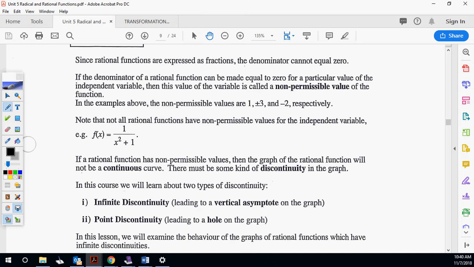Note that not all rational functions have non-permissibles. So just because you have a rational function, don't automatically think there's an asymptote. That's not true. Because look, this is an example of one that does not have any problems. Nothing makes this 0. Right? X squared plus 1? Because I need x squared to be negative 1. Is that possible? It is not. Okay, so just making sure you understand that it's not always that way.